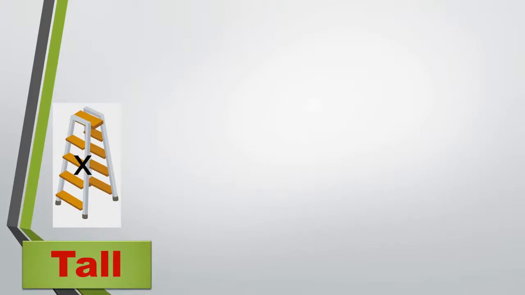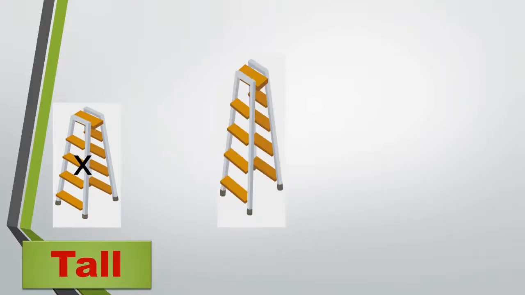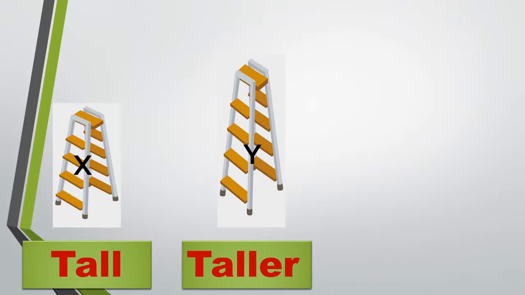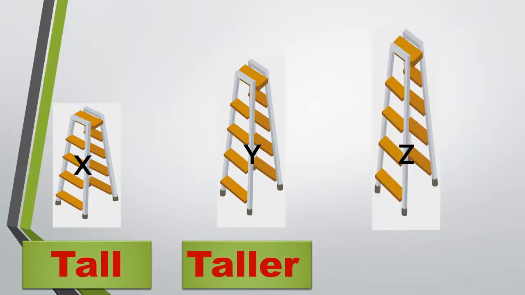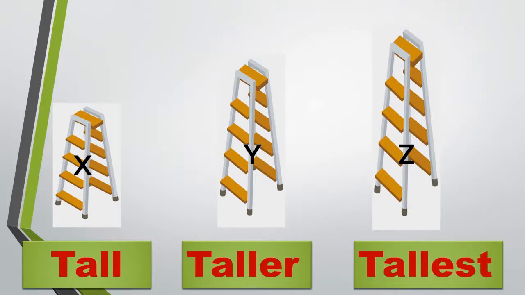Get me a tall ladder. Get me another ladder. Now this ladder is taller than ladder X. I want a ladder taller than Y. Now ladder Z is taller than ladder Y and ladder X. It means ladder Z is tallest among all.